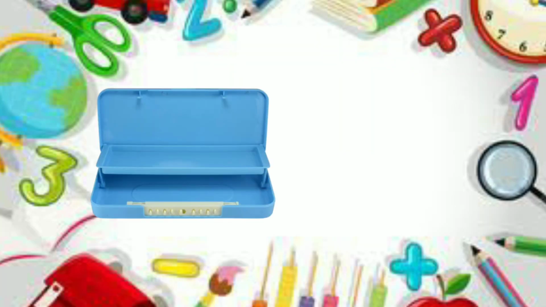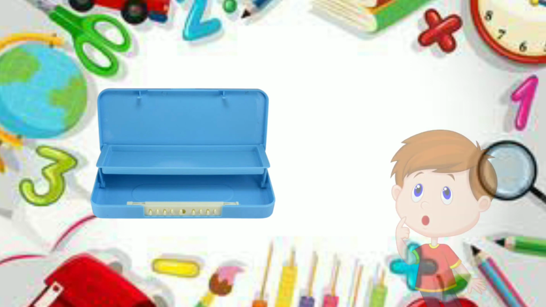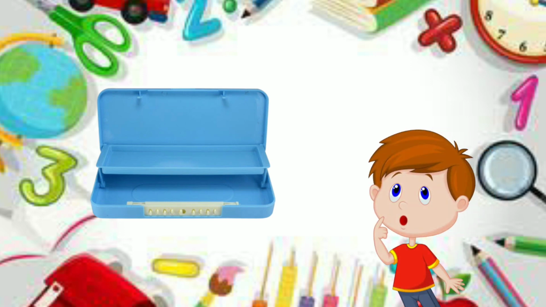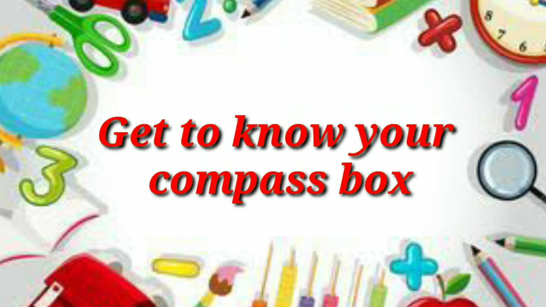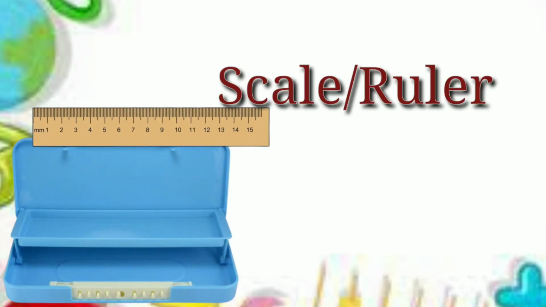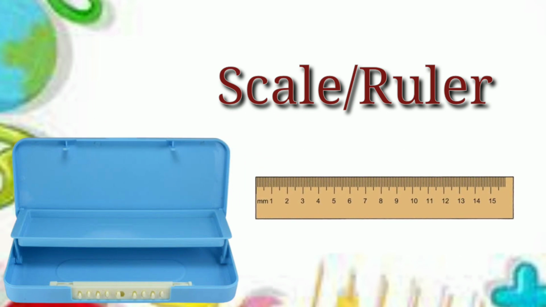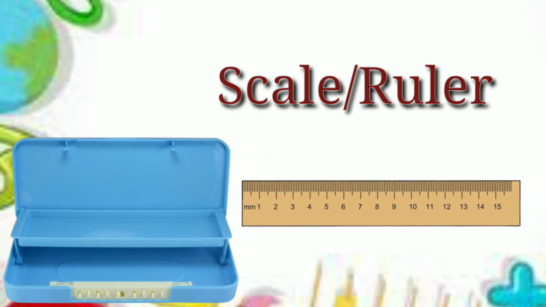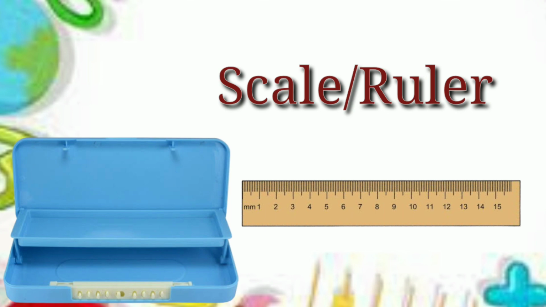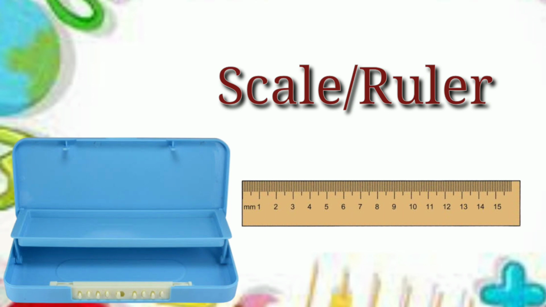All students have a compass box, but they don't know the instruments in their compass. So students, do you like to know the names and use of the instruments in the compass box? Okay, let's get to know your compass box. First is ruler, or we can say it as a scale. The use of this ruler is to draw a straight line with a particular measurement.